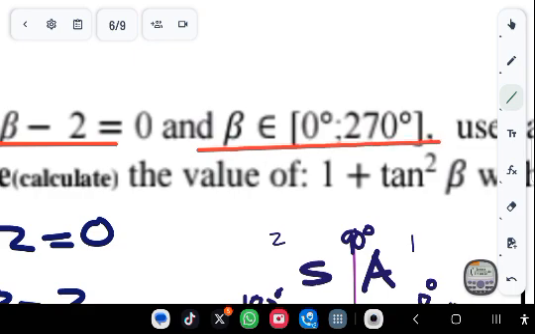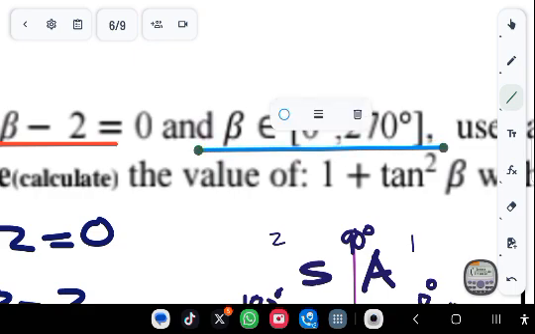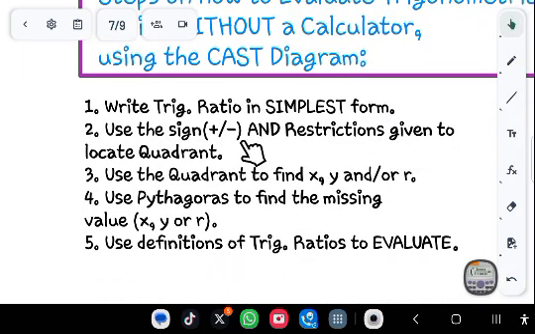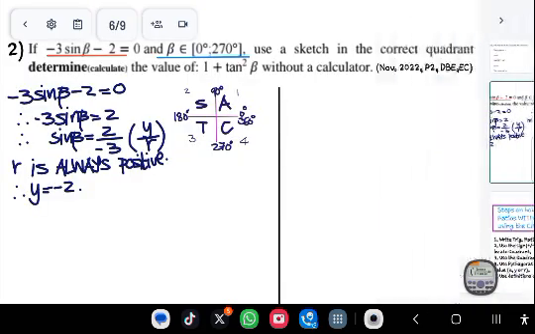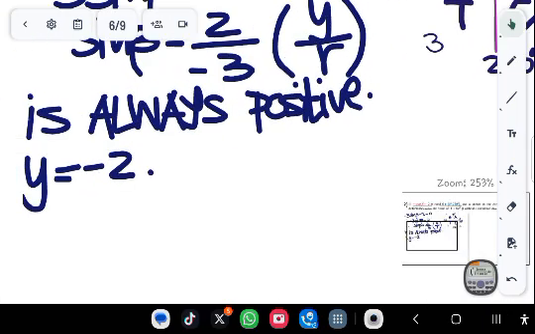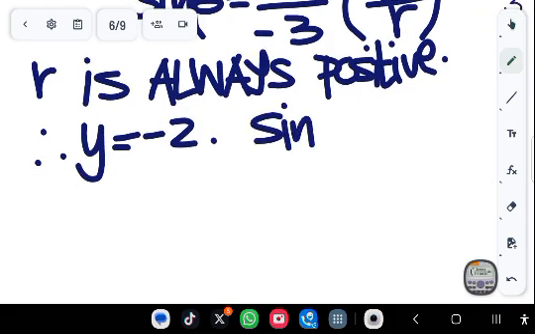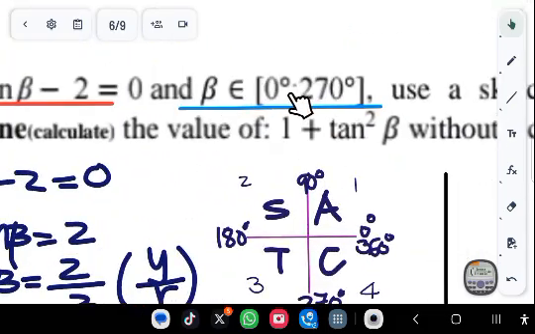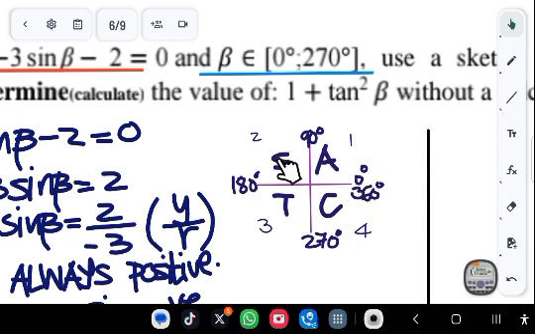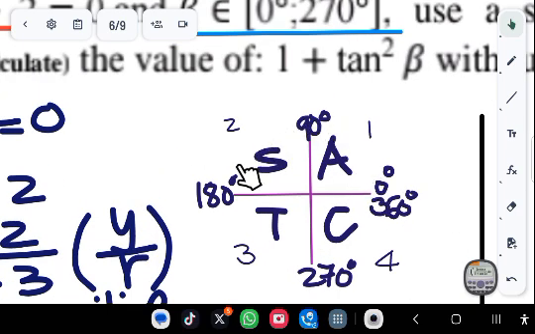Here is the next part. We look at the restrictions given to us. Let's go back to the instructions and steps on how to use the sign, which is plus or minus, and restrictions given to locate the quadrant. All right, what does the sign mean? We've got our sign is negative here. Our sign is negative, right? So we need to find where the sign is negative, number 1, and number 2, and that angle must be between 0 and 270 degrees, and that is 1, 2, 3. This is the bit. It must be in either quadrant 1, quadrant 2, or quadrant 3.